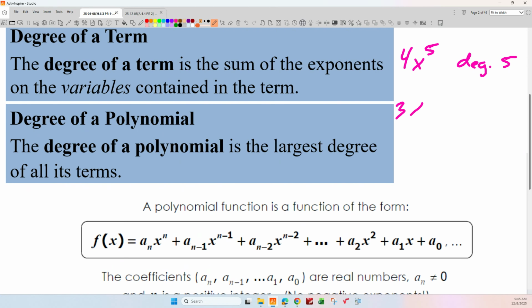What if I had 3x cubed y squared? What do you think the degree would be? No, it'd actually be 5. Because it's like we're going to combine those variables into one. Think about the product of those. If those both were x's and I multiplied them together, I'd get x to the 5th, wouldn't I? Well, they're not both x's, so I can't do that, but the degree would still be 5 there. You're just going to add up the exponents of all the variables.